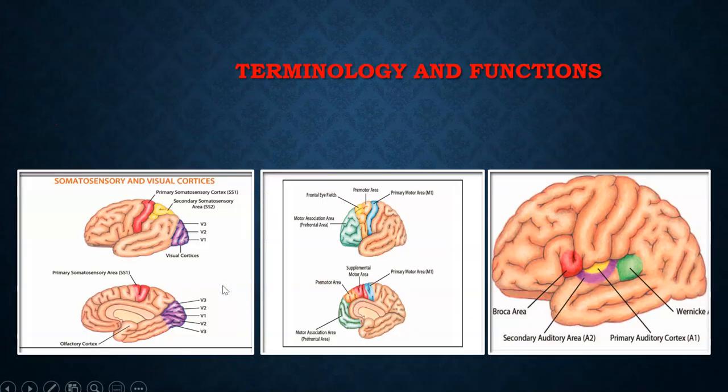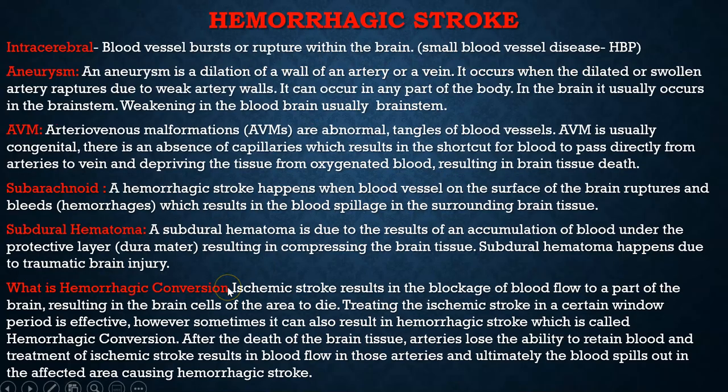Okay, so again, a little bit of an outline of hemorrhagic stroke. Intracerebral hemorrhage is where the blood vessel bursts or ruptures within the brain, as a small vessel disease. Aneurysm is the dilation of the wall of an artery. So it occurs when it's dilated or swollen and it bursts open in the brain. It usually occurs in the brainstem.